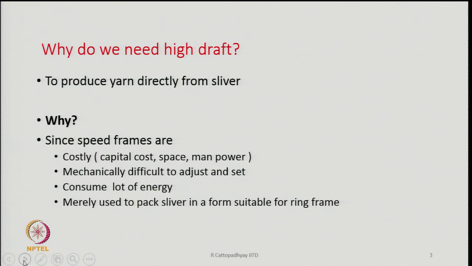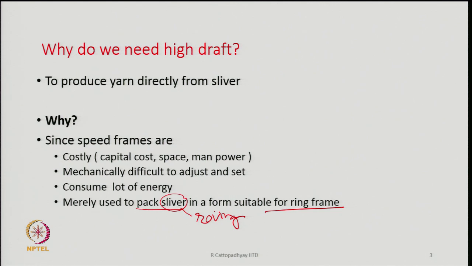That is the purpose of the roving frame, that it is used mainly to pack the roving in the form which is suitable for ring frame. Now, this is what we do not need now. So, for all purposes we need to eliminate this particular machine, and if we can produce directly from sliver, then we will be able to save a lot of space, a lot of capital cost, and a lot of labor, energy, everything. So, there is a lot of advantage.